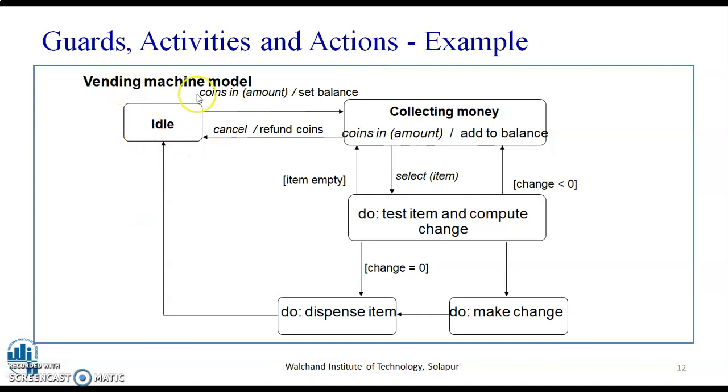Now this is a diagram for a vending machine. Everyone is aware of the vending machine. For the vending machine, the initial state is idle, then collecting money, and then dispense based on whatever is asked for. A vending machine can be a coffee vending machine or anything. Here the amount balance is set, which has been written over here as a guard. Now you can see if a coin is of that particular amount, it adds to the balance, select the item, test the item and compute change, and then finally dispense the item. So this is the diagram for a coffee vending machine.